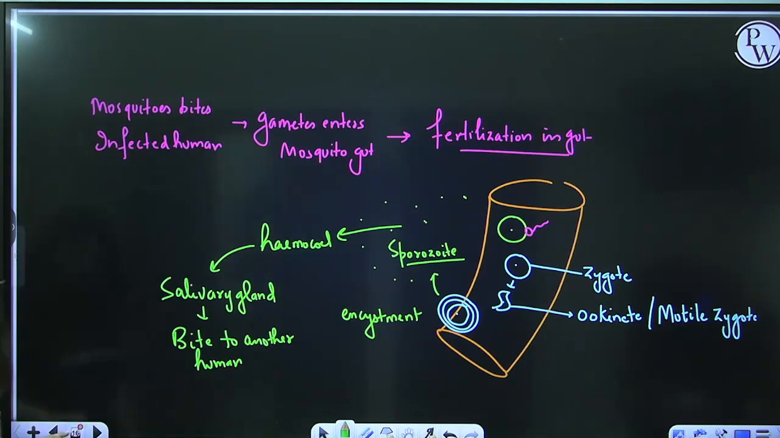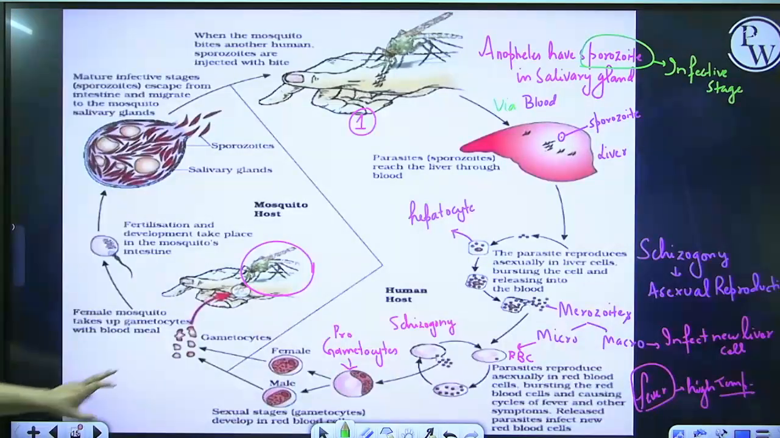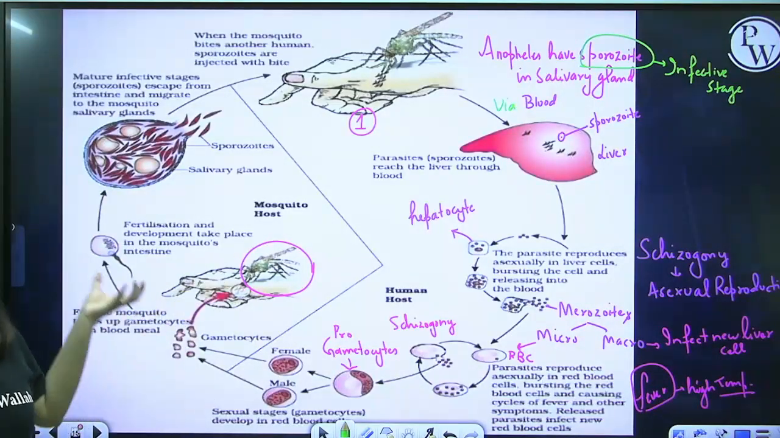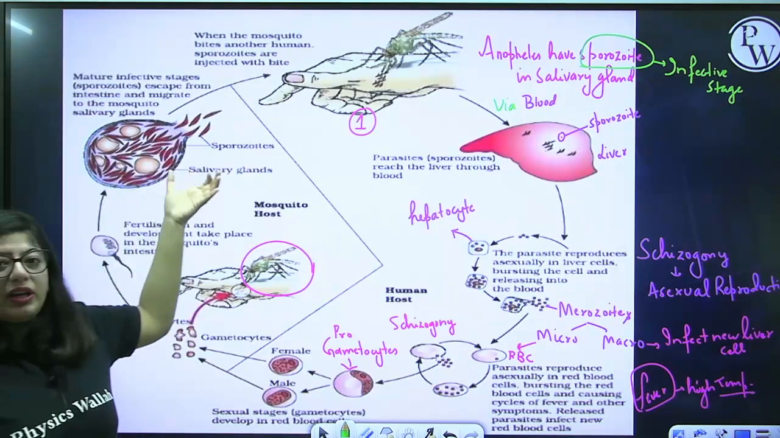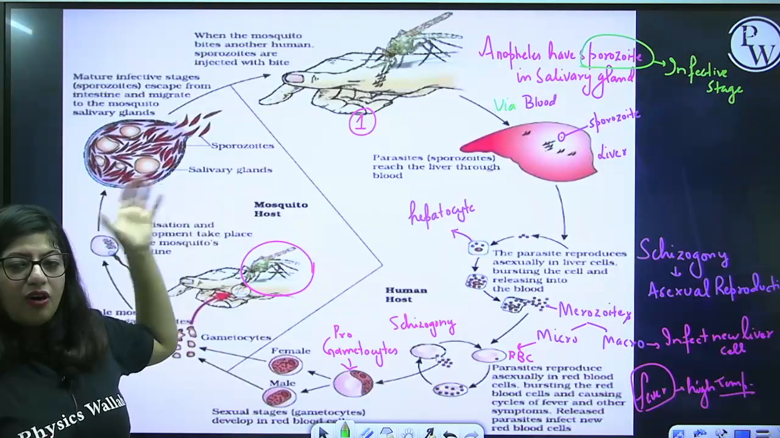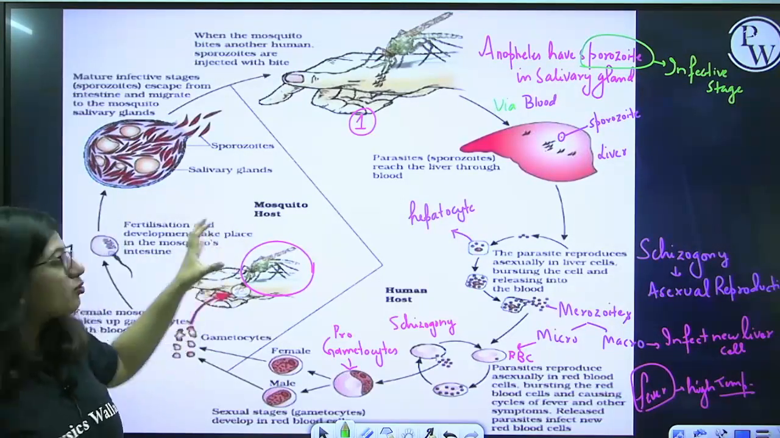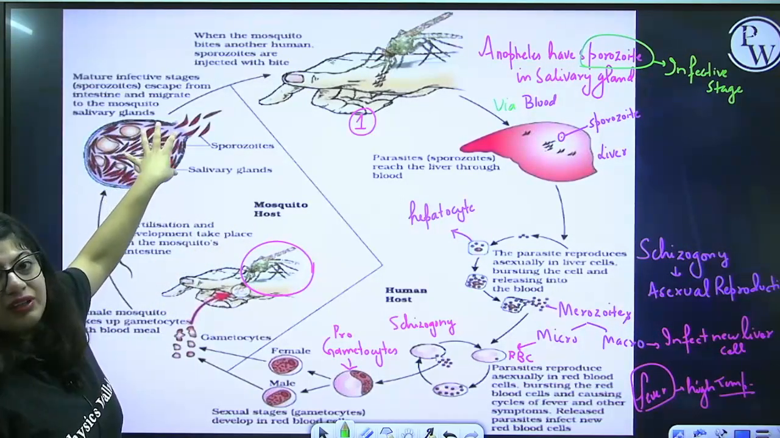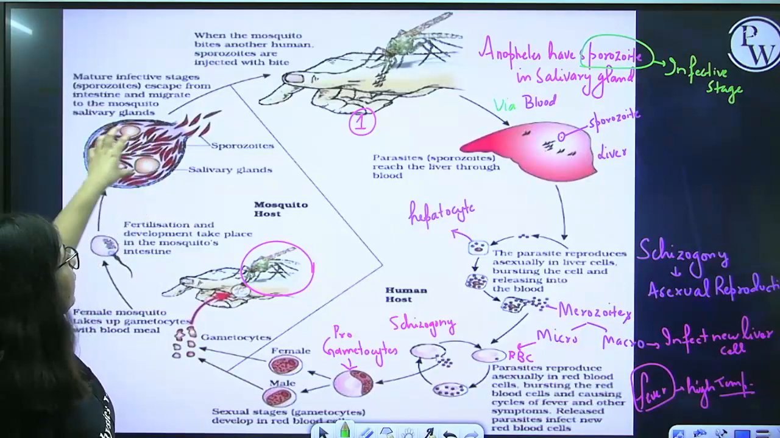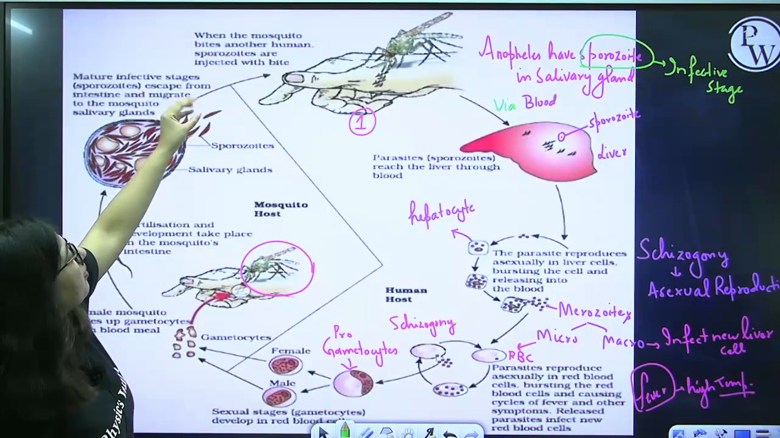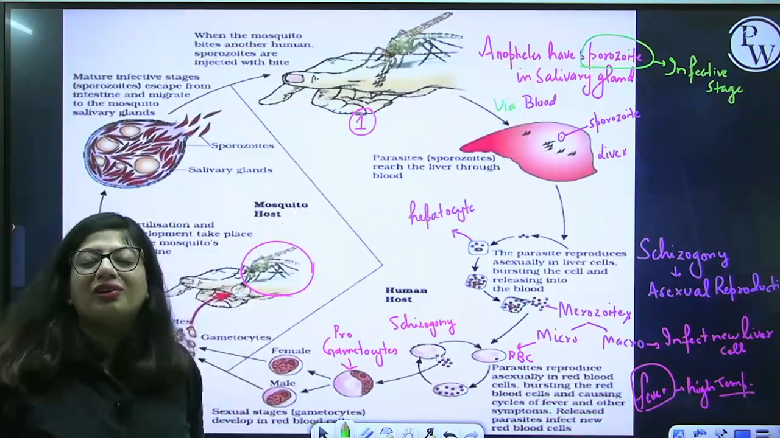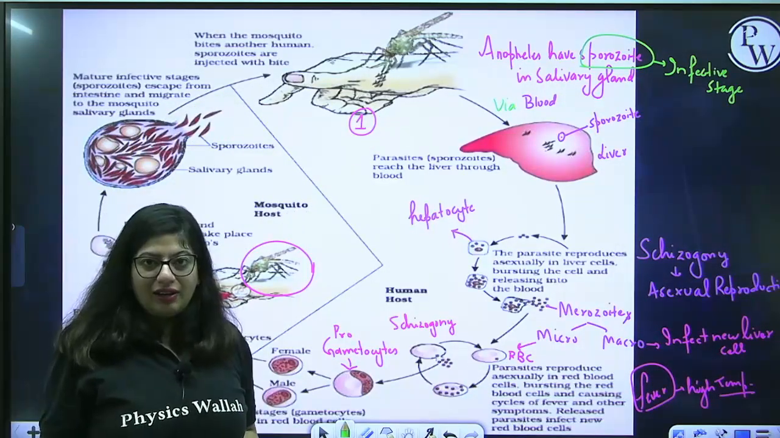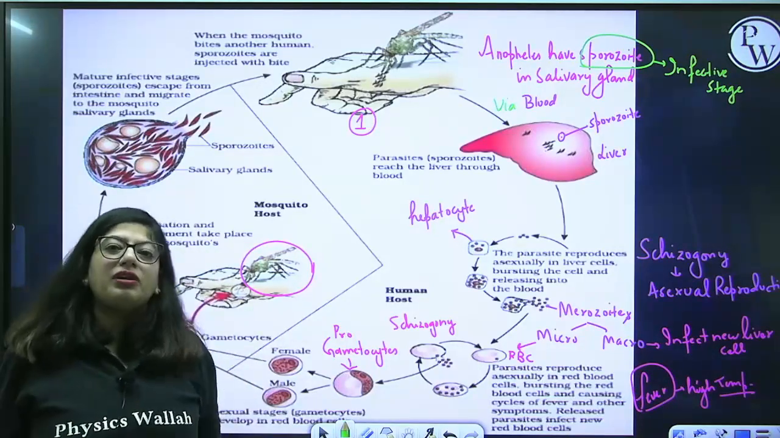Let me show you with the diagram. The mosquito bite takes the gametes, and fertilization takes place in the gut. After that, encystment and sporulation will occur, which forms sporozoites, and the sporozoites are present in the salivary gland. You can see here it is in the salivary gland. From the salivary gland it is released into the mouth, and from the mouth it will enter another human being, and the cycle will go on like that. The human being can be the same, or it can be different also.